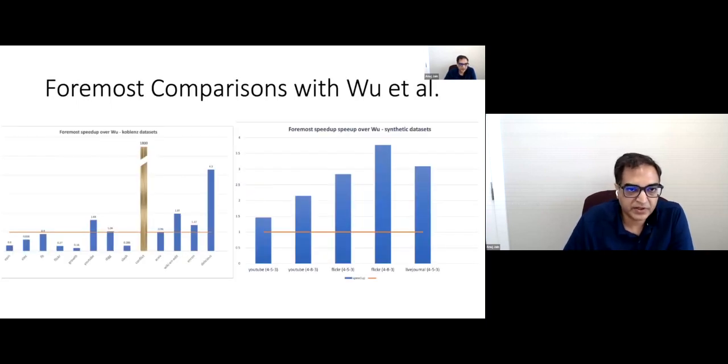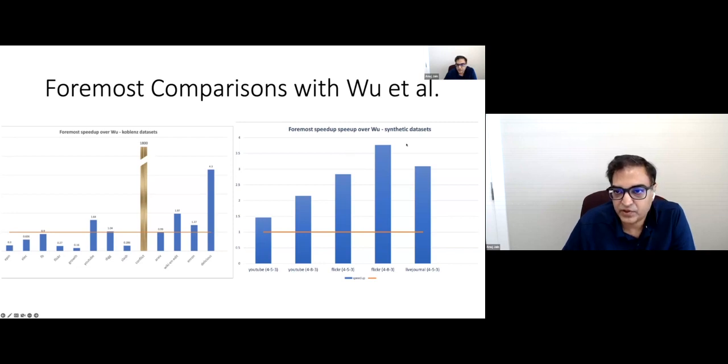Now for the comparison of the results on the foremost against Wu's on the Koblenz datasets. Now again, Koblenz datasets were originally contact sequence models, so they favor the contact sequence algorithms. So we see that in the foremost paths, we do better than them on some of the datasets, but they do better than us on some others.